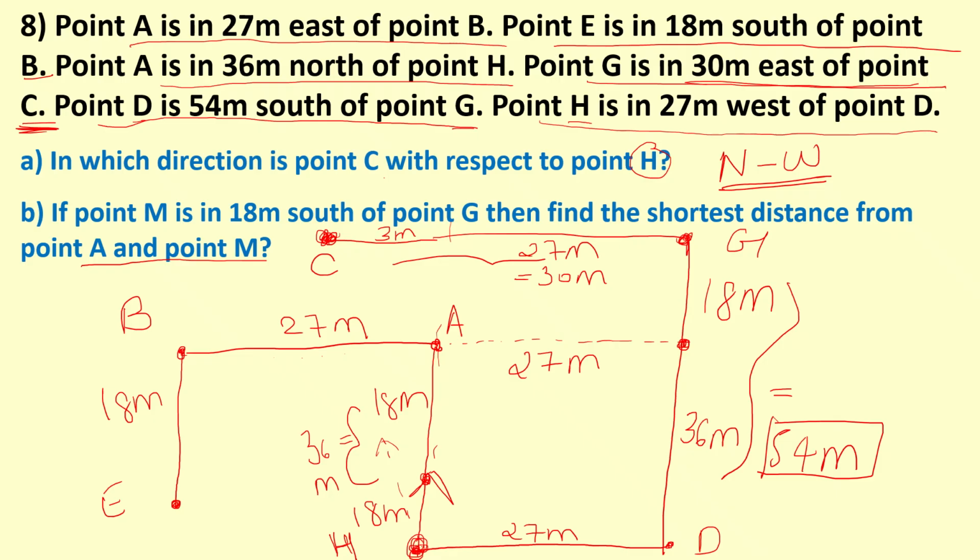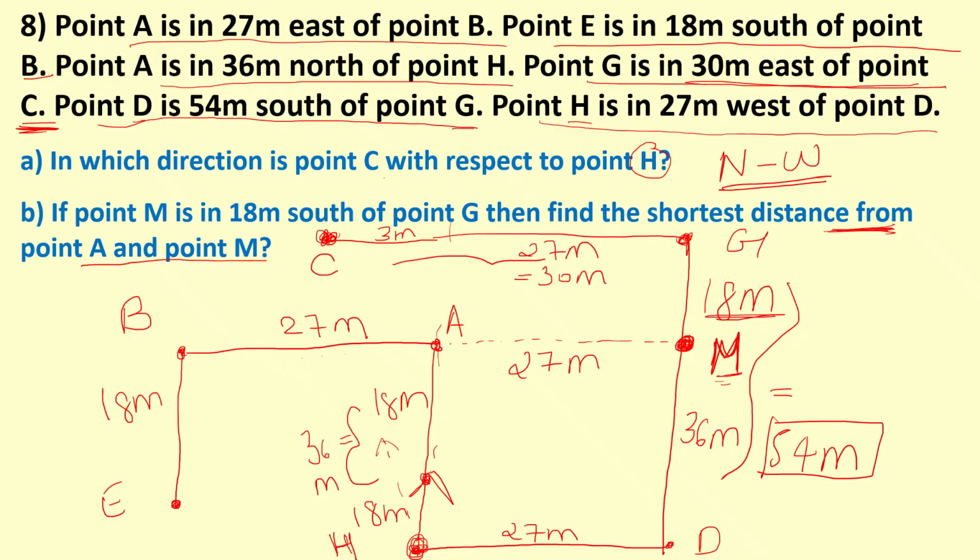So now what they have said, point M is 18 meters south of point G. So see here, this is 18 meter, correct? Now here I'll place M. Only for this question M is included, okay? For the whole question M is not included. But only for this question, because it is mentioned in the question, you have to draw it, okay? So point M is placed here. Correct? 18 meter south direction.